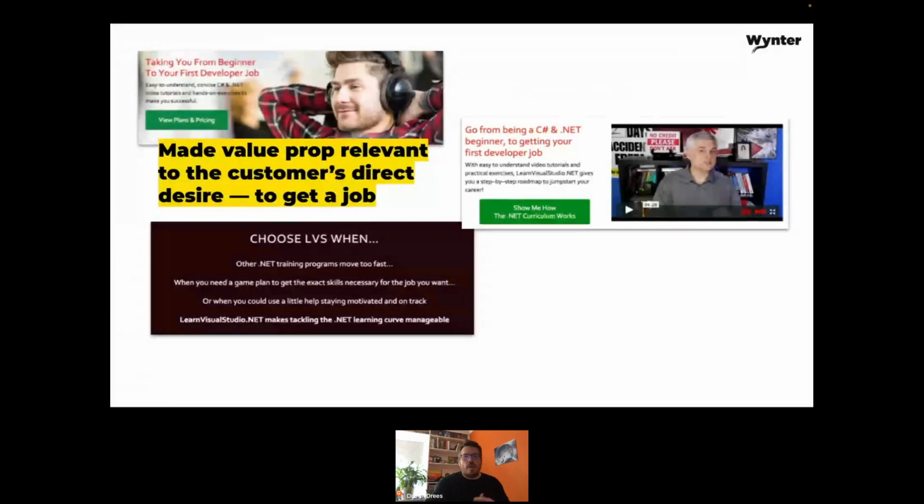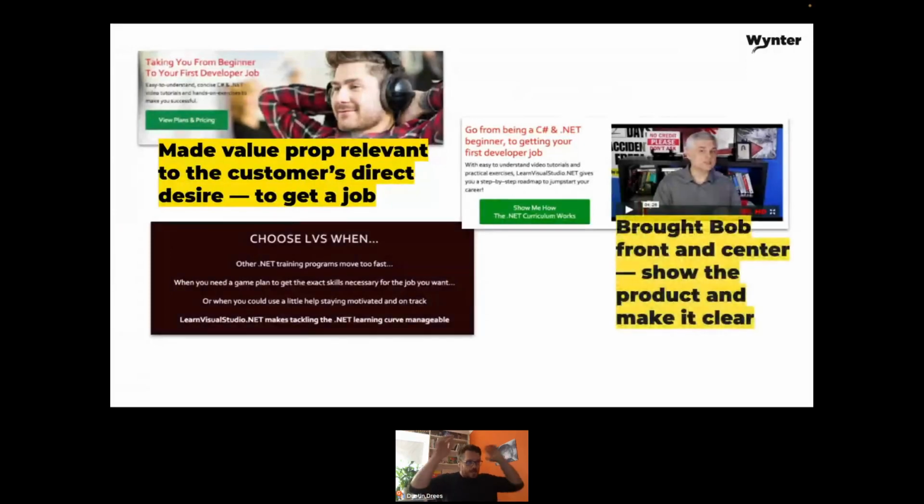We also brought Bob front and center instead of the relaxed dude, stock photo guy doing nothing. People loved Bob. They loved his approach. They loved the way he presented. They loved the way he broke down lessons. So we needed to bring that front and center. In retrospect, I probably wouldn't have put a terribly super long video there, but still the motivation was correct.